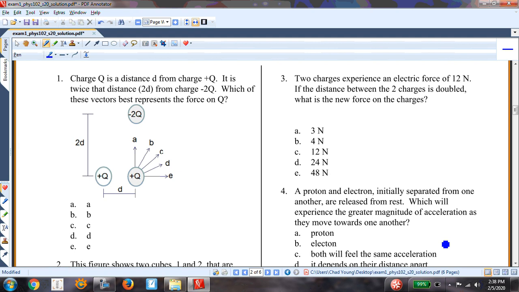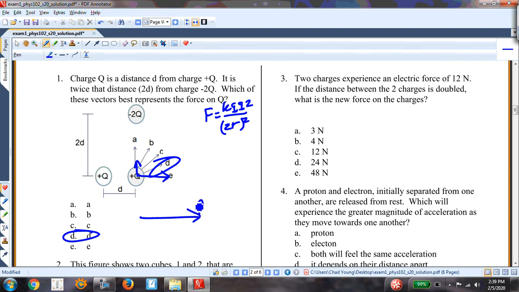Which of these vectors best represent the force on Q? Okay, so I have a small charge here, but a short distance away, and then a bigger charge that's twice the distance away. So I'm going to have, say, this force due to that charge, and then, remember, F equals kQQ over r squared. I've doubled the charge, but I've doubled the distance, so that means that I've halved the force. So D is the right answer for the net force because I have a big vector, a smaller vector, and so my resultant vector is going to fall below that 45-degree line.